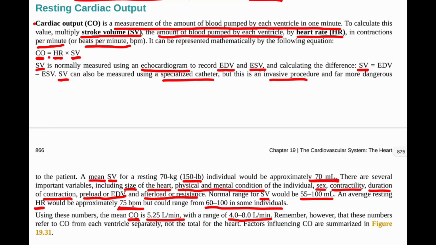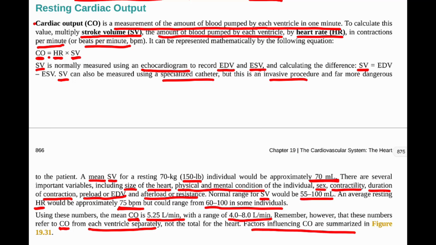Remember, however, that these numbers refer to our cardiac output from each ventricle separately, not the total for the heart. So we're just talking about one single ventricle. The heart as a whole then would be double that because we see the same volume on both sides.